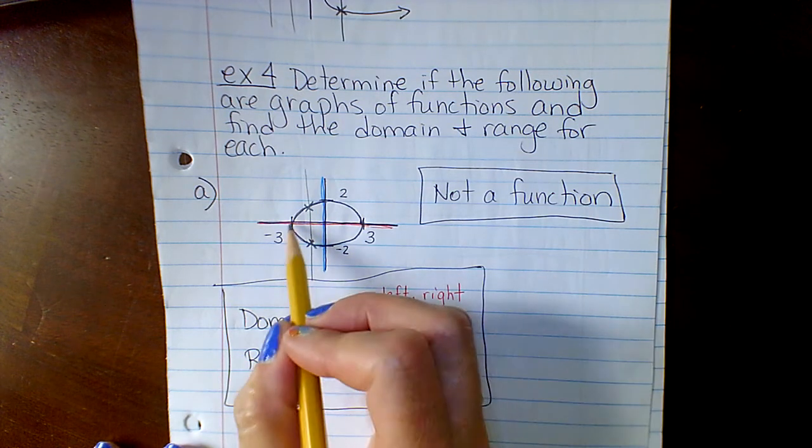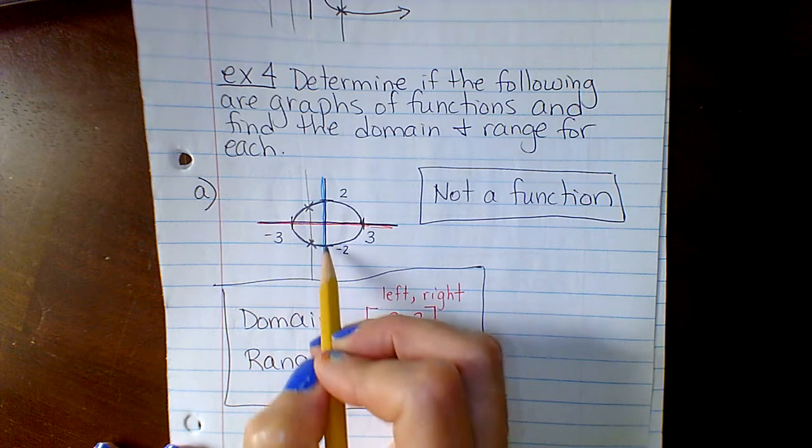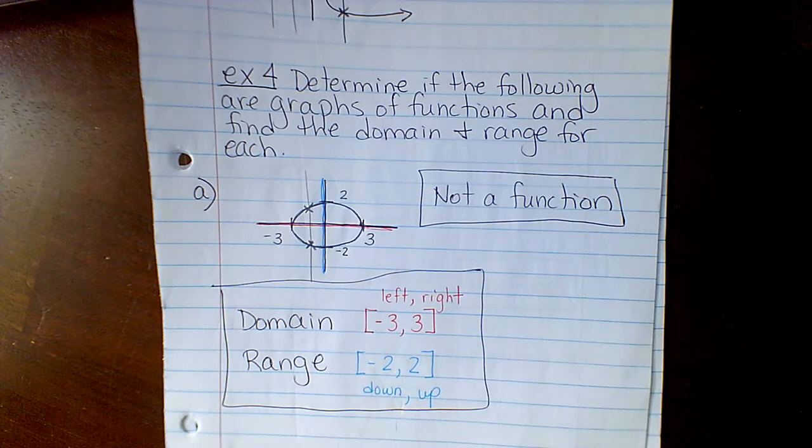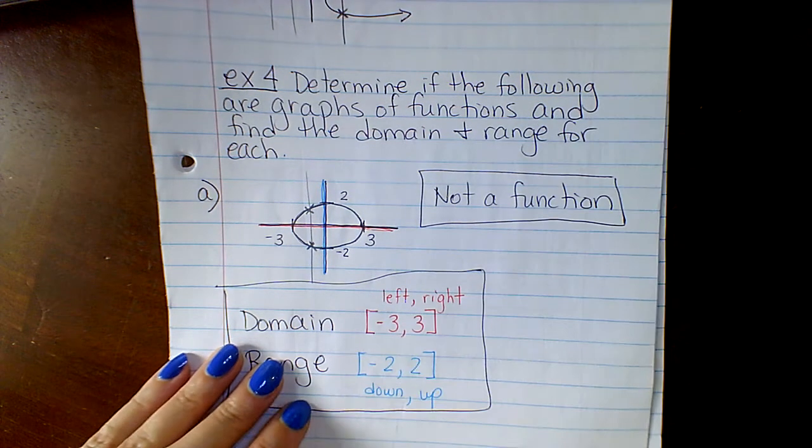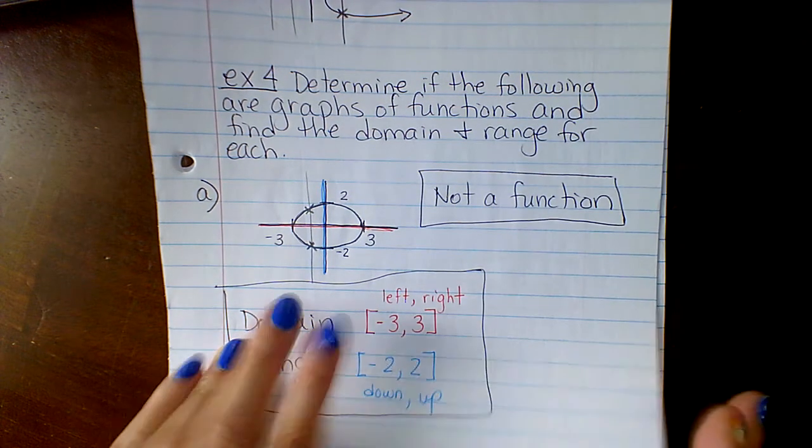Notice I used brackets because the graph actually touches those points. I would use a parenthesis on infinity or negative infinity, or if I happen to have a hole in the graph or something else pretty complicated that we don't have to worry about in this course.